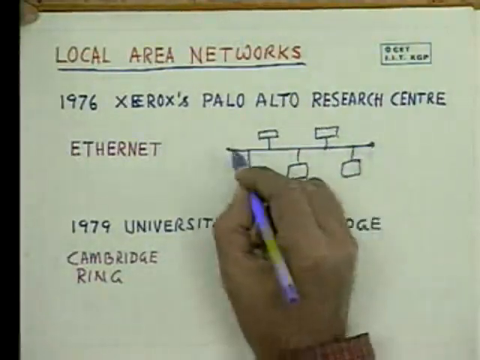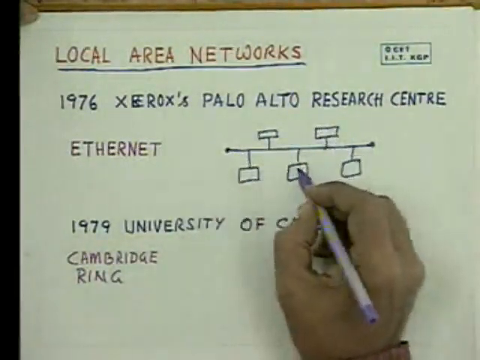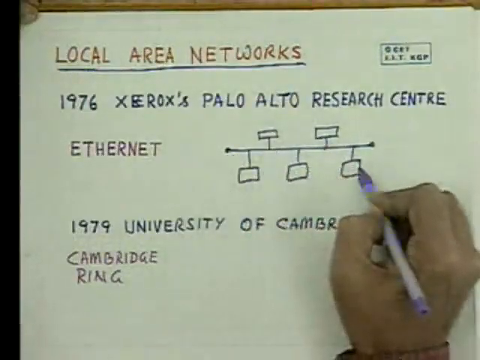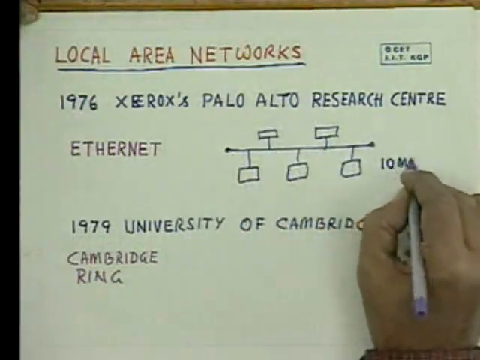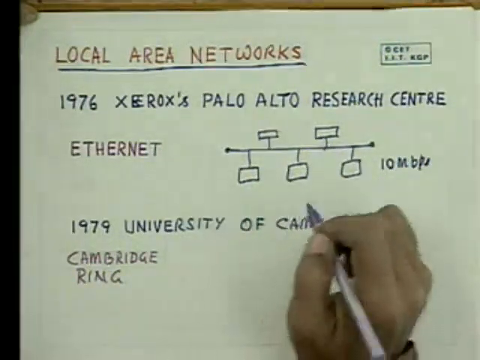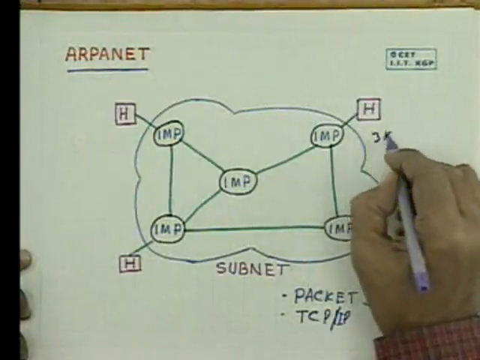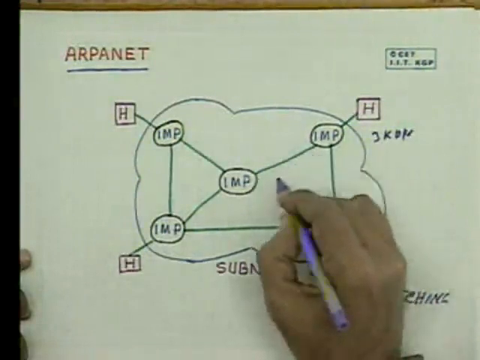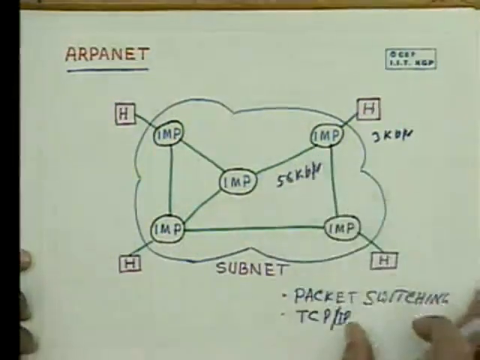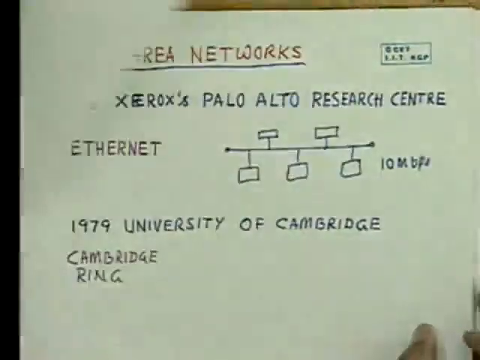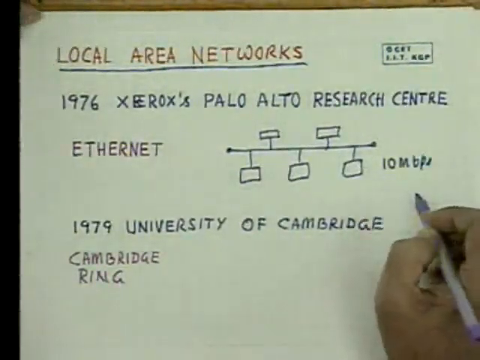and then they can share a single medium. A protocol called CSMA/CD, carrier sense multiple access with collision detection, was developed so that a single medium can be shared by a large number of computers. And they can communicate at the rate of 10 megabits per second, which is much faster than the telephone technology. For example, in ARPANET, the communication links were established by telephone networks, and these links were essentially say 3 kilobits per second, and these links were maybe 56 kilobits per second using leased lines. But that was not good enough. That's why here it is much higher, 10 megabits per second.